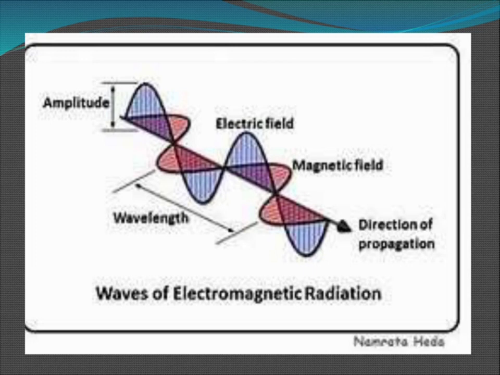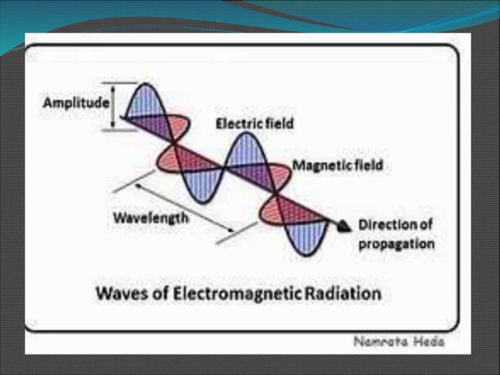So you see here the electric field and the magnetic field, both are in the transverse direction, and you see the amplitude here beautifully, the maximum rise on the peak on the upside or the downside. And this is the direction of propagation, the way this wave travels.